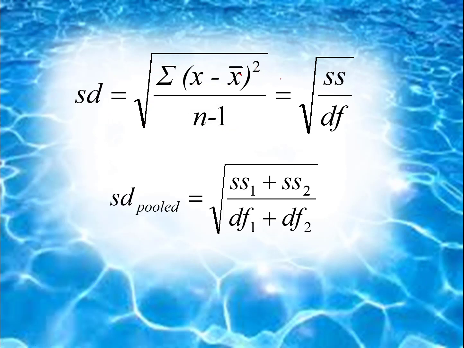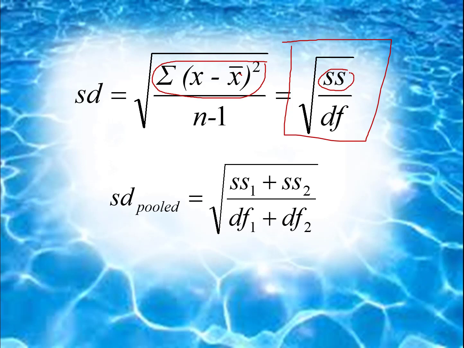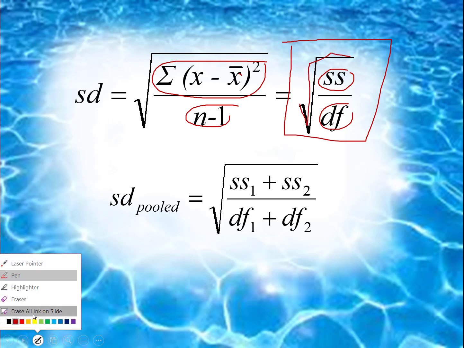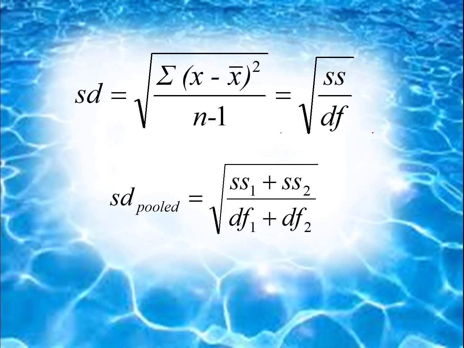And then right next to that, over here, I've just simplified that formula. Rather than writing sum of x minus x bar squared, I just write SS for sum of squares. And rather than writing n minus 1, I write df for degrees of freedom. So I can simplify my formula by simply saying the standard deviation, I simply take the square root of SS divided by df. That is, take the square root of the sum of squares divided by the degrees of freedom. And so with that information, we can now use that format and calculate our pooled standard deviation.